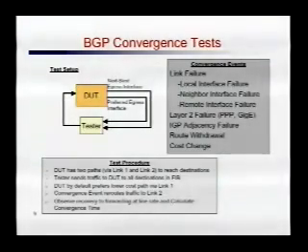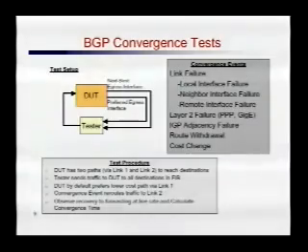You want to cause route withdrawals to force the convergence, and then do a cost change for your IGP or even a MED change for your BGP routes to force the convergence events. It really is important to run through all of these cases because you can get different results for each of these cases.